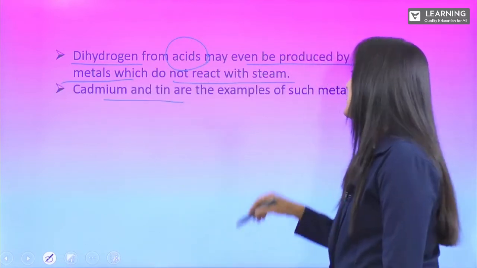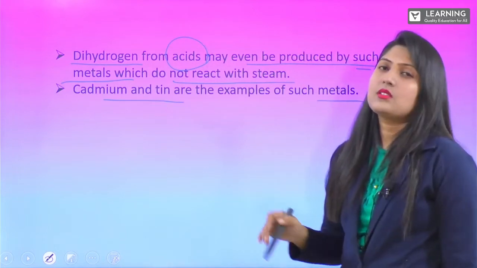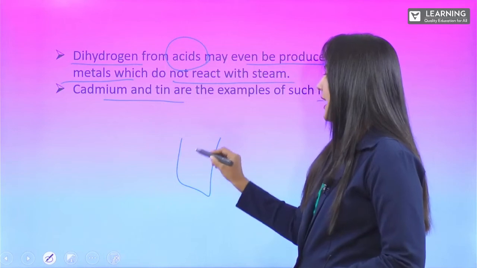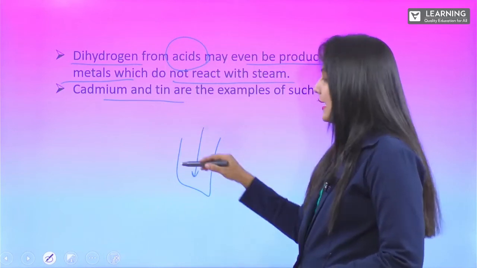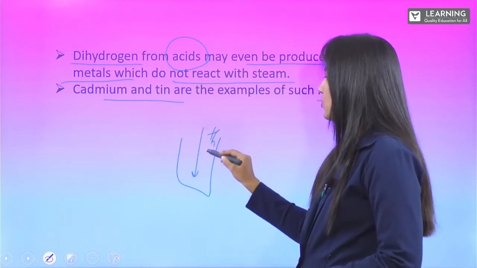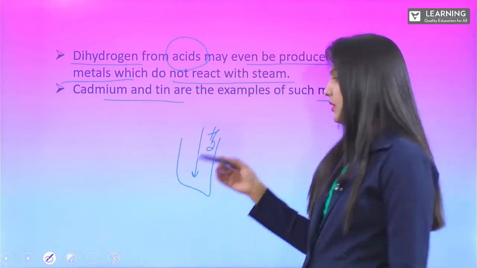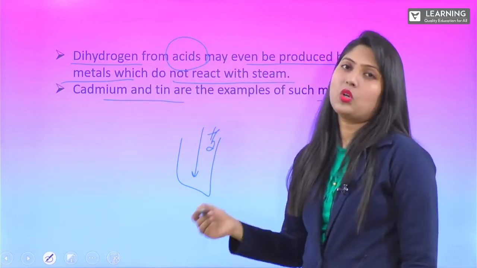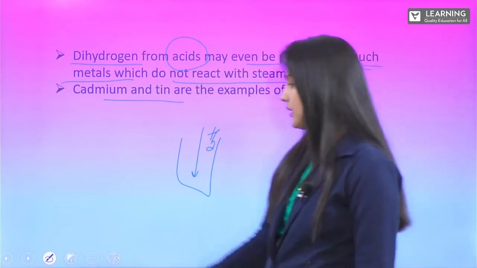Cadmium and tin are examples of such metals. So if you take any of the acids and add cadmium or tin into it, they can displace hydrogen from the acid. For example, if it is hydrochloric acid, we can get cadmium chloride with hydrogen released.